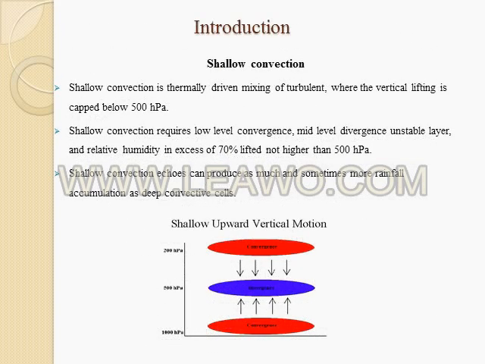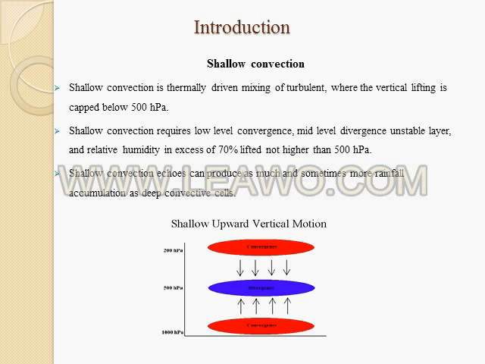So in the introduction to atmospheric convection, we know that atmospheric convection differs into shallow and deep convection. One of them is shallow convection. This is thermally driven turbulent mixing where the vertical lifting is kept below the 500 hectopascal level, and shallow convection requires low level convergence, which we can see in the diagram. The figure shows convergence at the low level, divergence at the middle level, and convergence at the upper level.